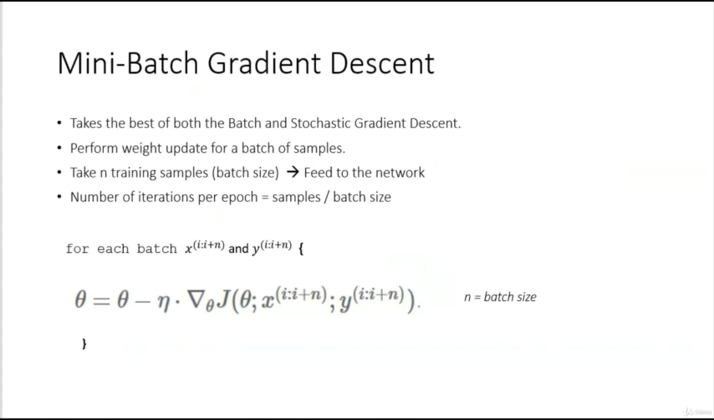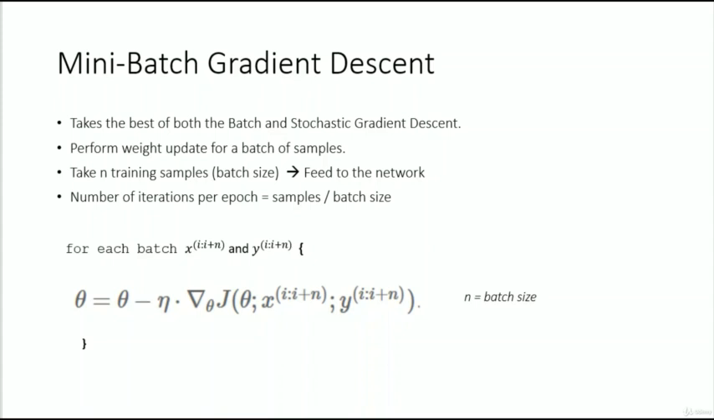So in mini-batch gradient descent, what you do is you take the best of both: the best of stochastic gradient descent and the best of batch gradient descent. You don't take all of your samples at once like in batch gradient descent, and you don't take one sample at a time like in stochastic gradient descent. What you do is you take a batch of samples, feed it to the network, calculate the error, update the weights. Each batch will contain a specific number of samples, and that's called the batch size.